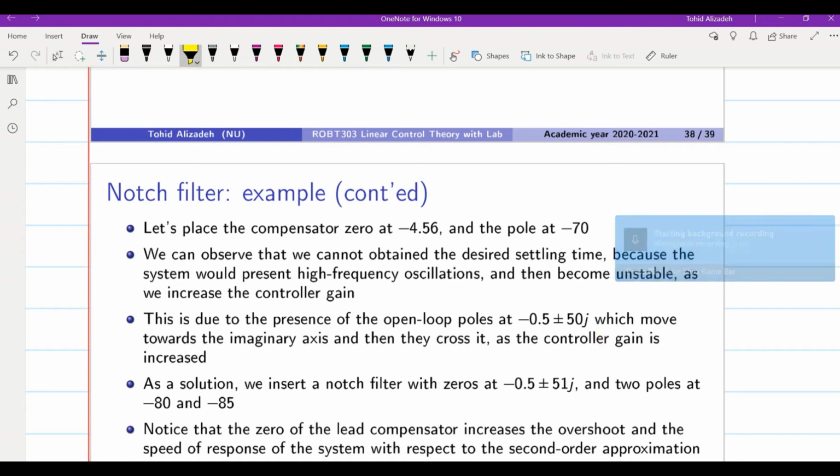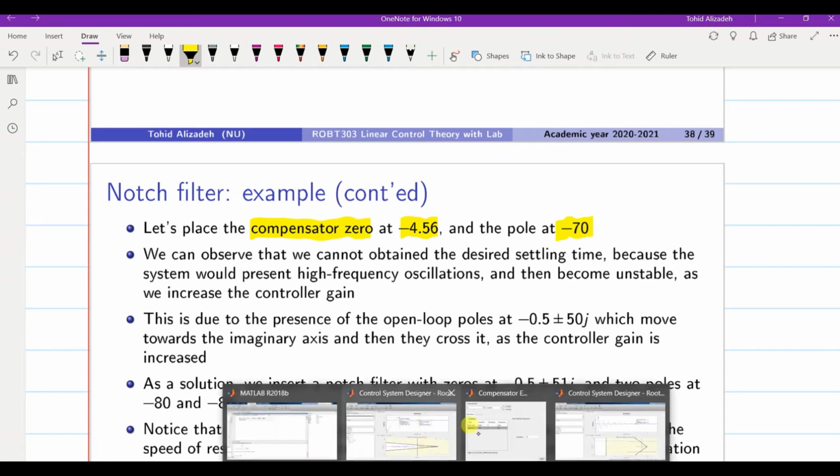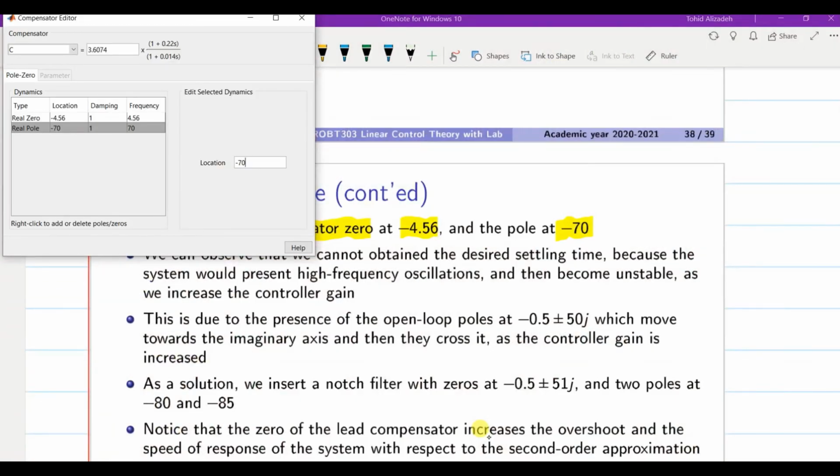Okay, so in order to improve the transient behavior, let us use a compensator with a zero at minus 4.56, and a pole at minus 70. And I hope you know that this is a lead compensator. We are going to improve the transient behavior. We are trying to do that. Let's do it. Let me see if I have it already over here. I have a zero at minus 4.56 and a pole at minus 70.